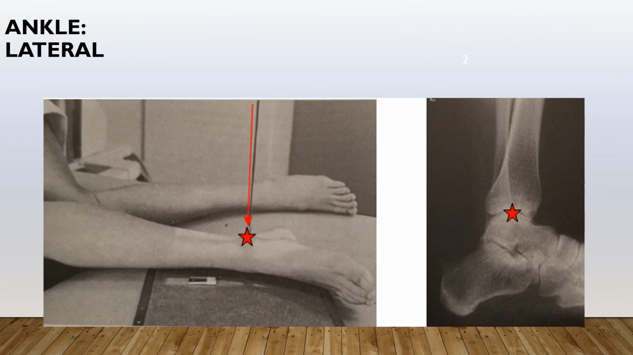Lateral ankle. Have the patient supine. Roll the patient onto the affected side. Flex the ankle to 90-degree angle and adjust the foot in the lateral position. Center the ankle to the image receptor. The central ray will enter vertically through the medial malleoli.